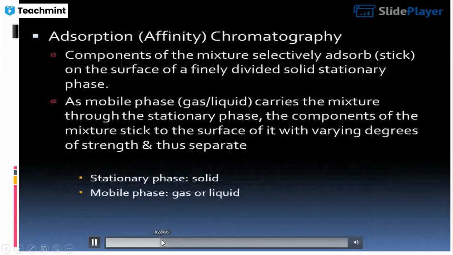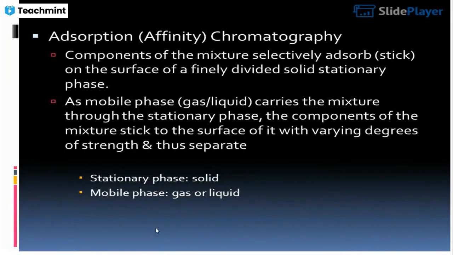Adsorption chromatography: a liquid carries the mixture through the stationary phase, and the components thus separate. Stationary phase: solid. Mobile phase: gas or liquid.